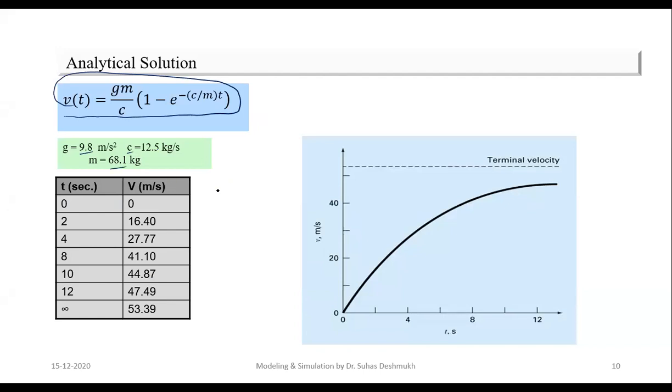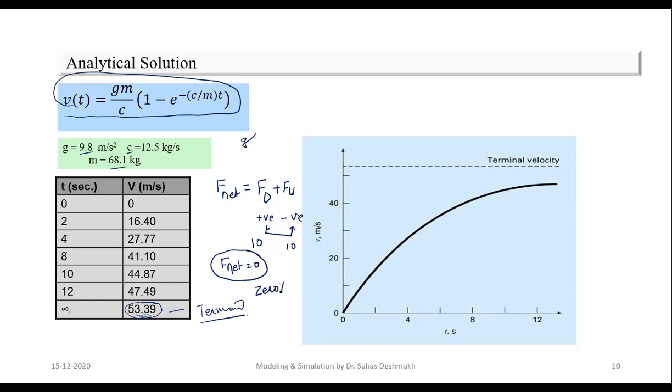Why it happens: if I look at the net force acting on my body, the parachute, one is a downward force and another is an upward force. The downward force is positive, the upward force is negative. Once these two forces get balanced, if this downward force is 10 Newton and the upward force is 10 Newton, the total net force becomes zero. And when net force is zero, there will not be any acceleration. And as there is no acceleration, obviously the velocity will be constant. That's why it remains constant.